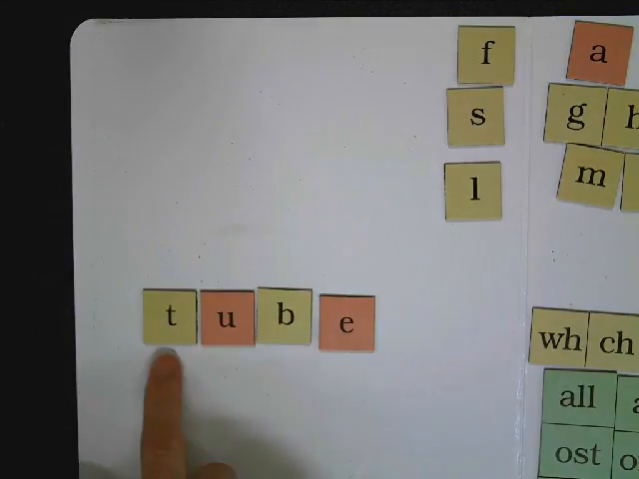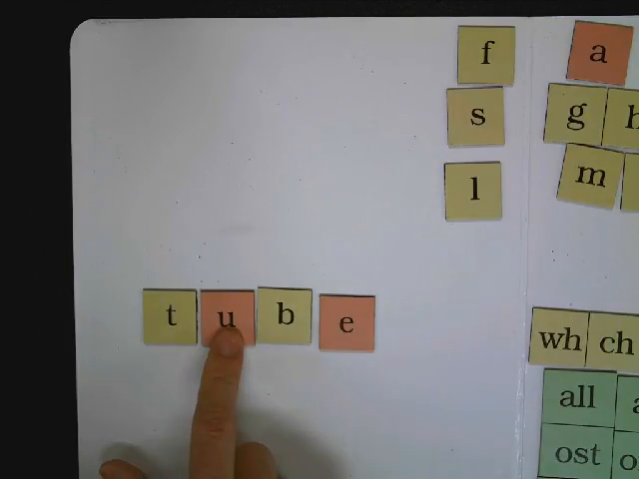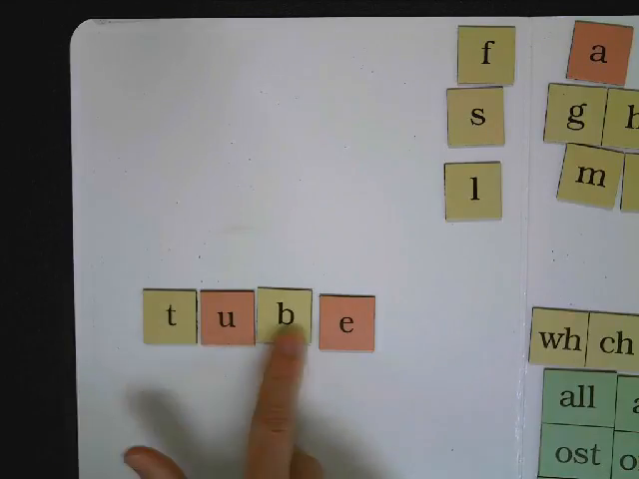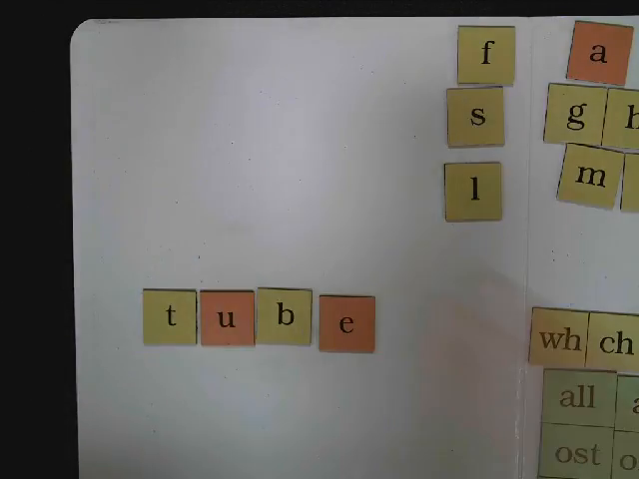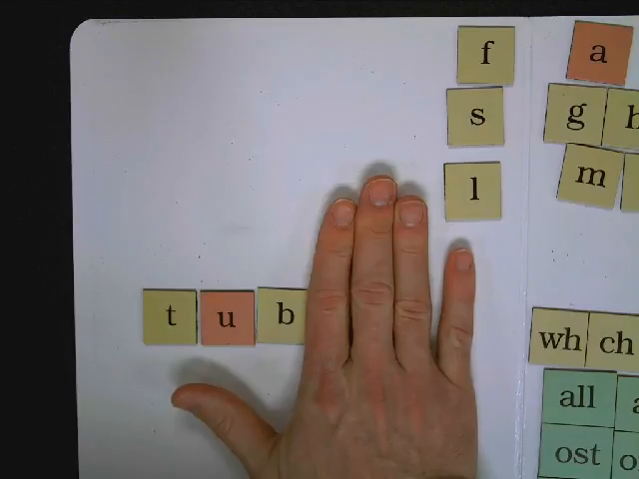Tube. Now, cute had a U sound. This has the "oo" sound. Tube. Now watch what happens if I cover up the E. Try it with your hand. Cover it up. What word do I have?